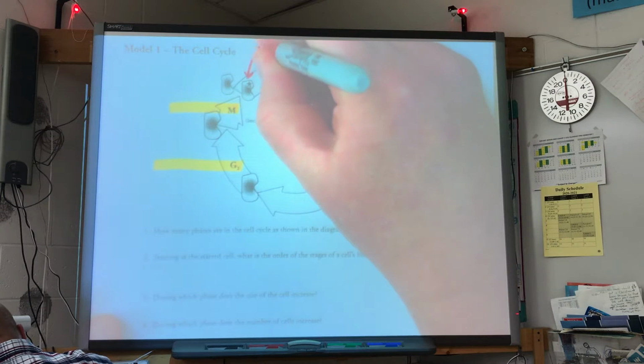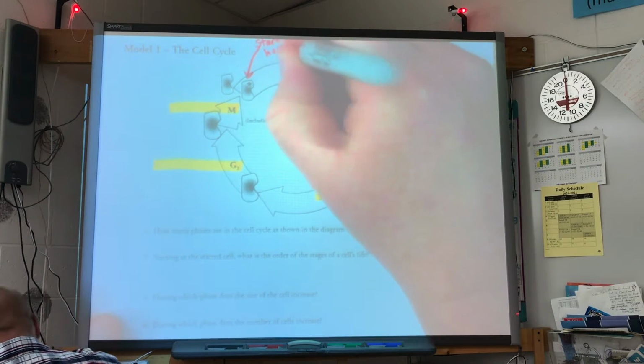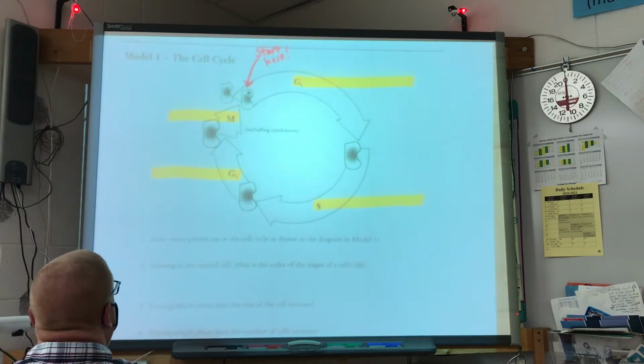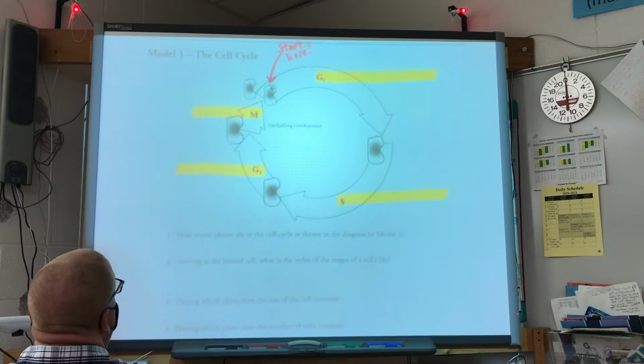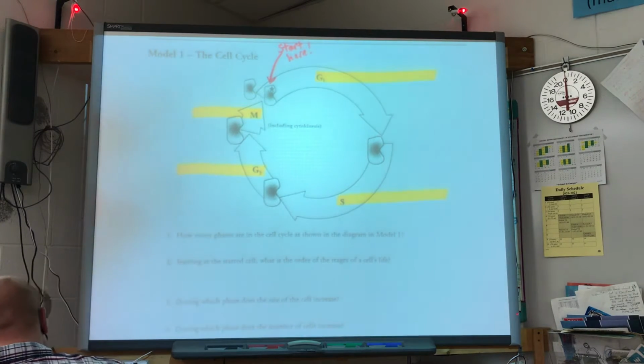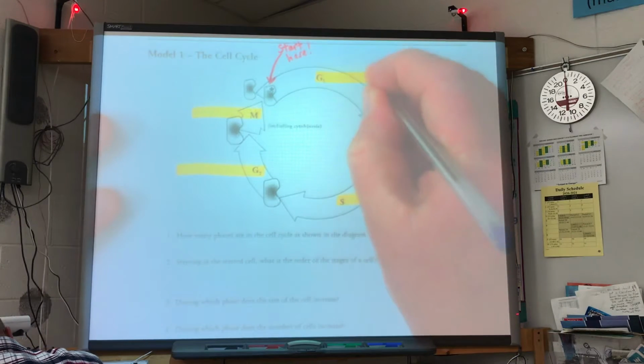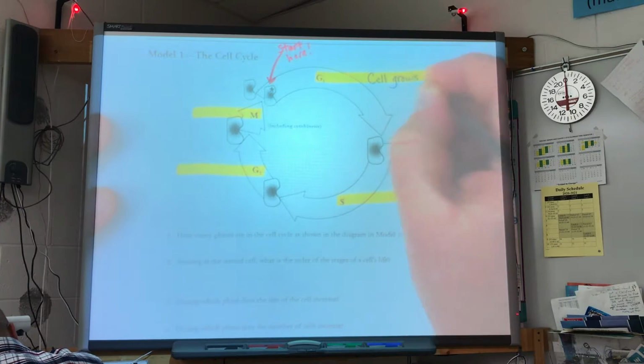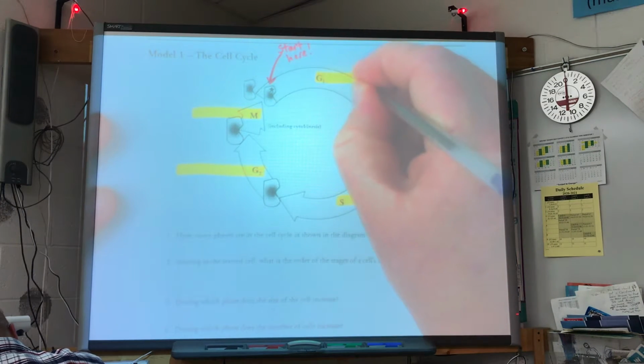And in G1, if we look at that picture, that cell is about this big. And at the end of G1, it's about this big. Now obviously I'm not exactly to scale. But what happened during G1 is the cell grows. That is the key event that happens during G1: the cell will grow in size.